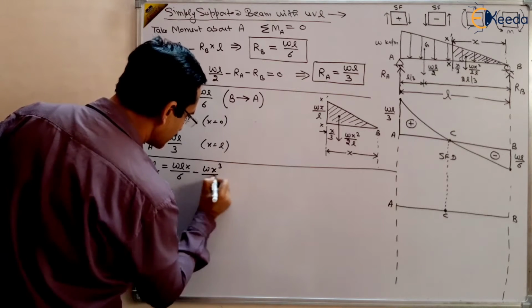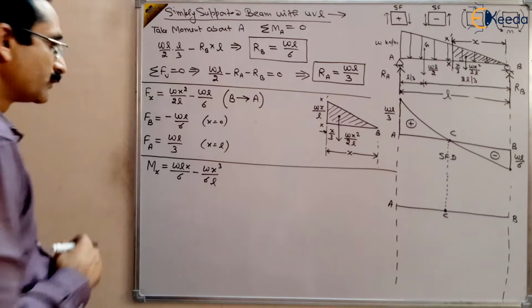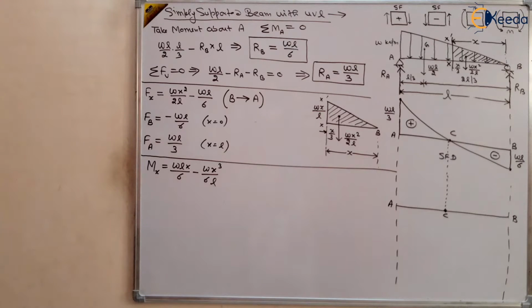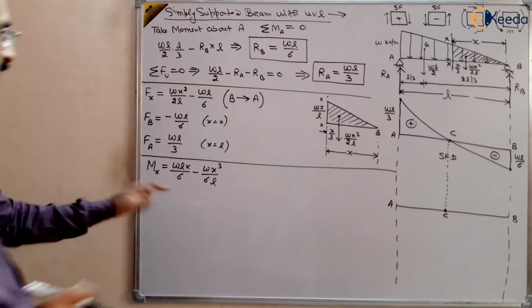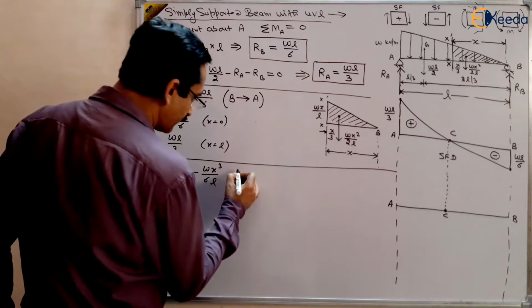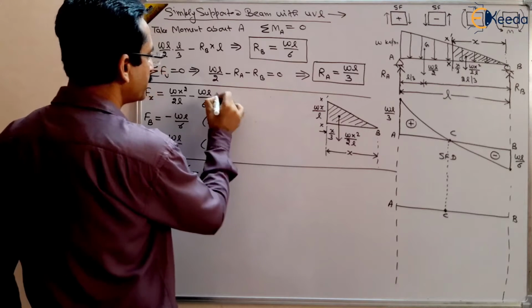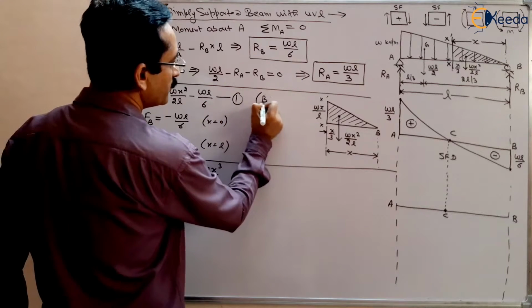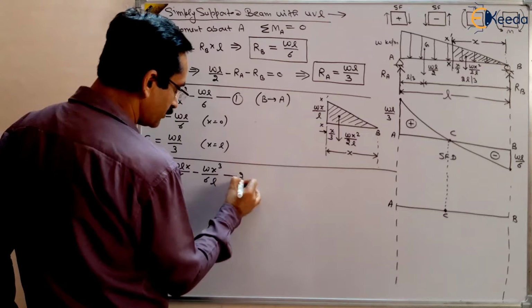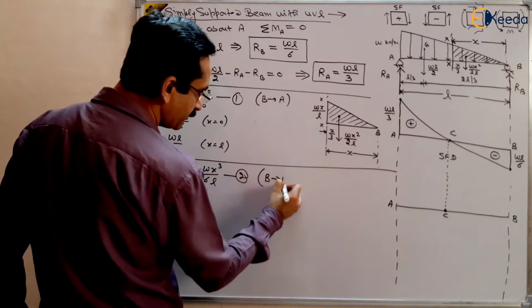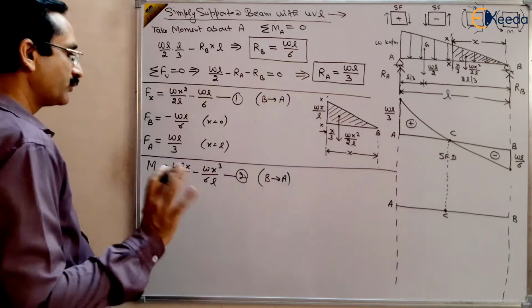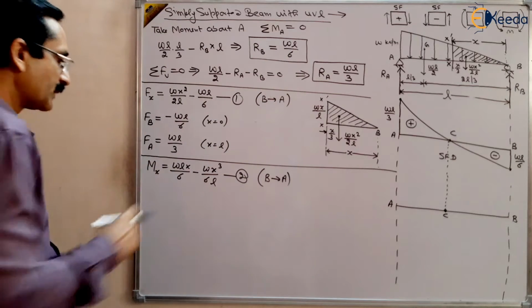So this is the equation for bending moment at x: WLx by 6 minus Wx cube by 6L. It is valid, suppose this was equation number 1, which is valid from B to A, and this is equation number 2. This is again valid from B to A because there is no other force in between other than the UVL. So this is the moment.